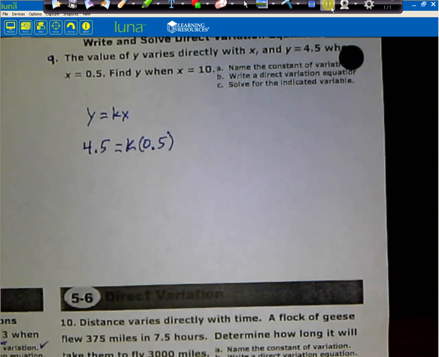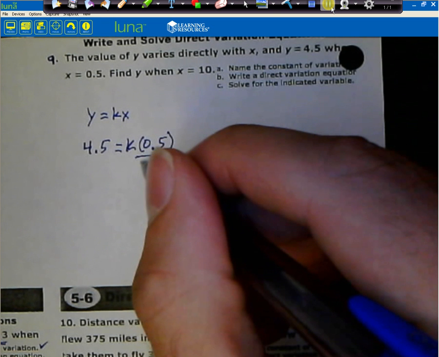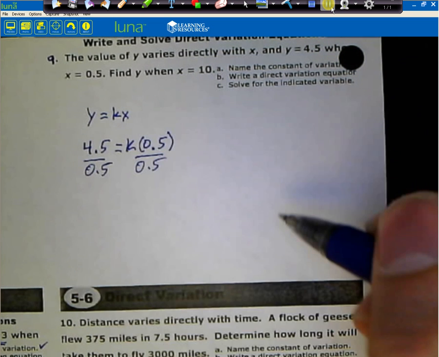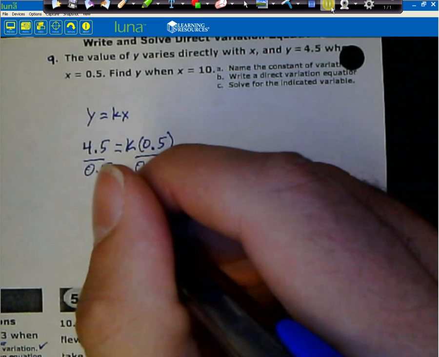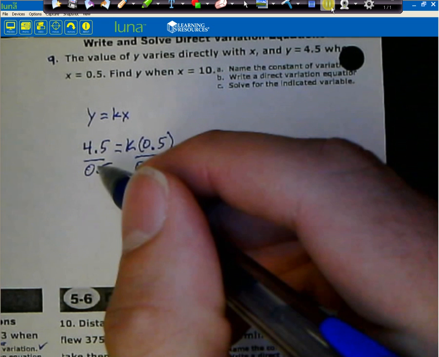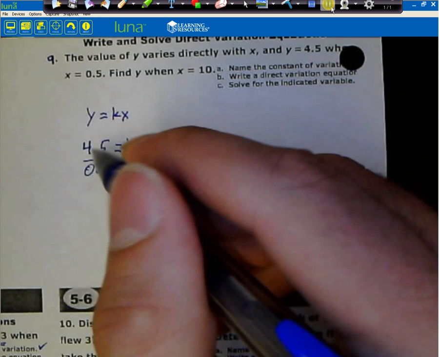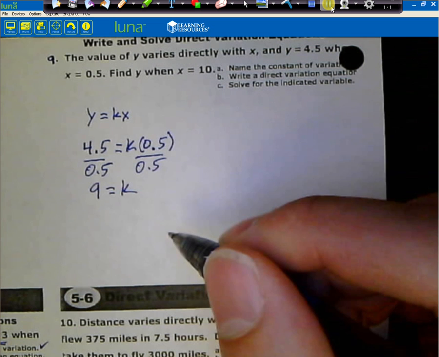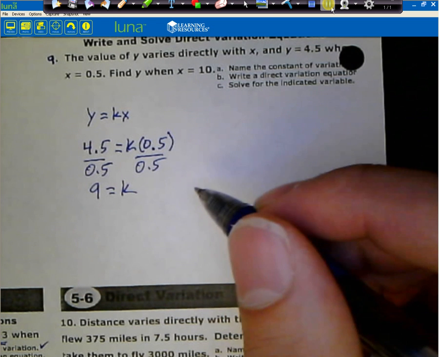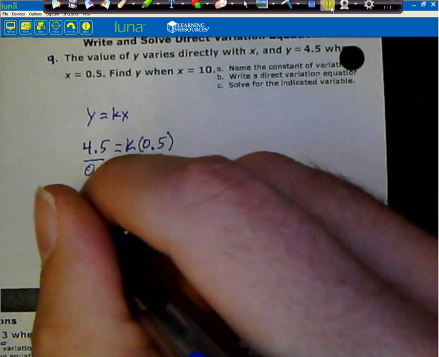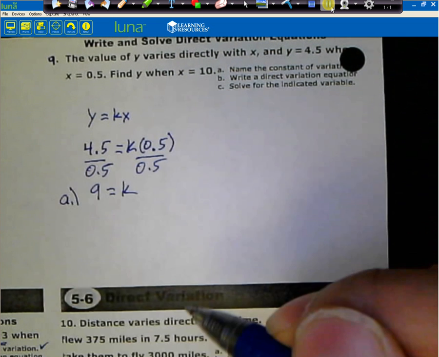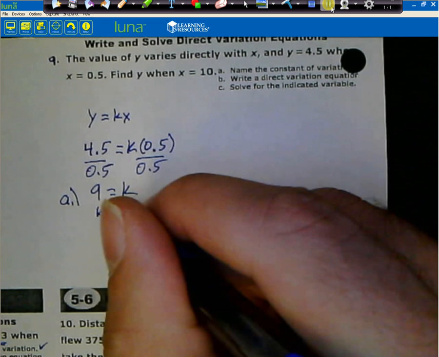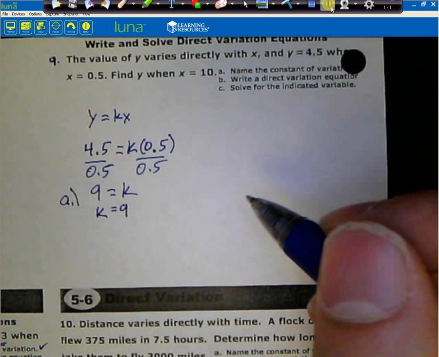We're going to solve for k by dividing both sides by 0.5. So 4.5 divided by 0.5, type that in your calculator, it will come out as 9. So 9 equals k. That is my constant of variation. And that is what it is asking me for in part A. Name that constant of variation. So you can write it as 9 equals k or k equals 9, whichever you prefer.